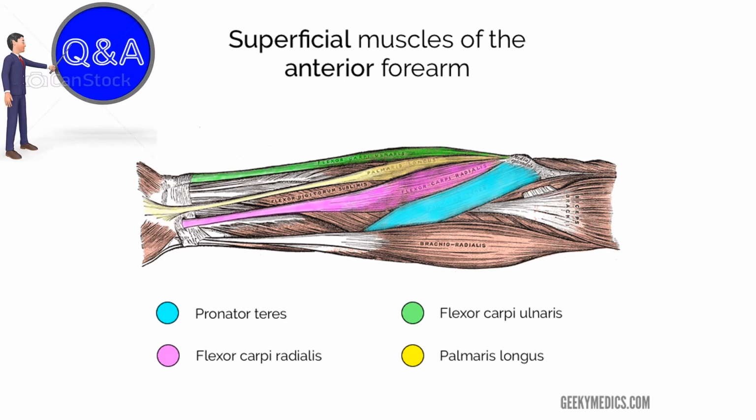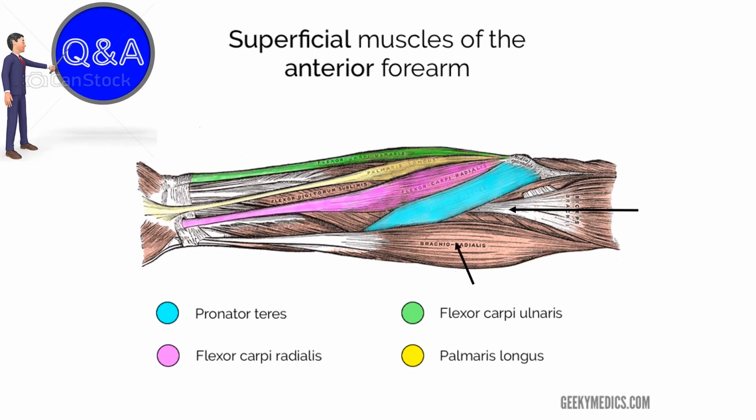Let's ask ourselves a few questions and answer them on this view. What is this view showing? It's showing the superficial muscles of the anterior forearm. That means the flexor compartment. Now, we usually refer to the brachioradialis as lateral, and then we go medial. So this is the biceps tendon, a very important landmark when we study the flexor compartment.